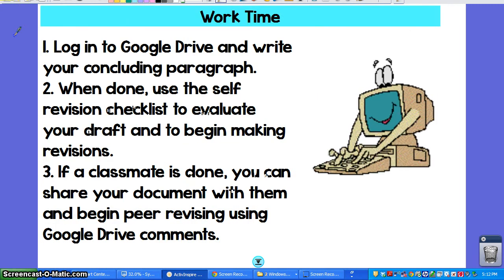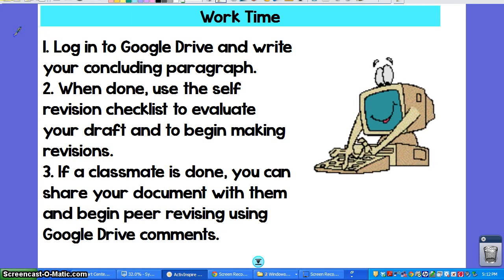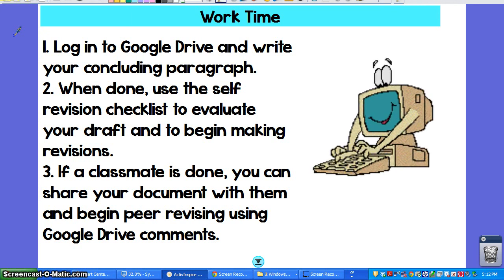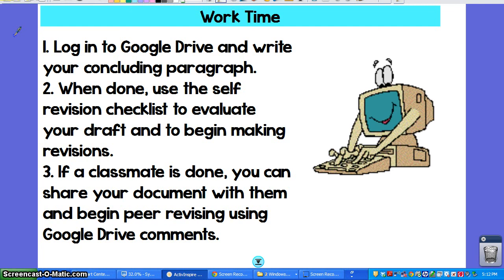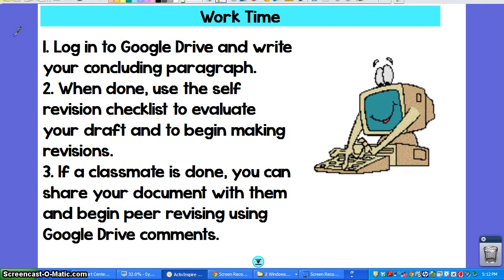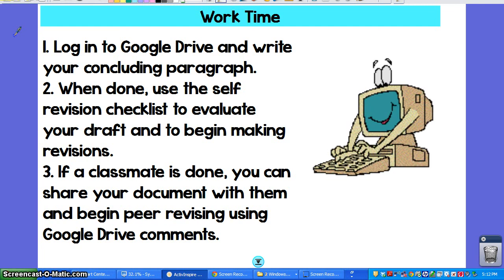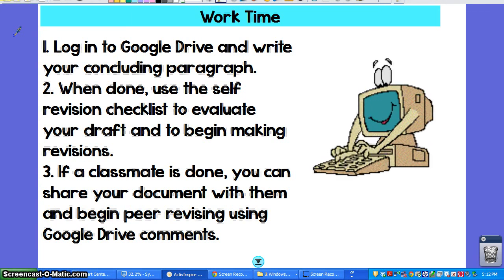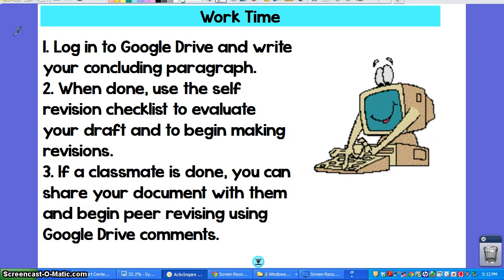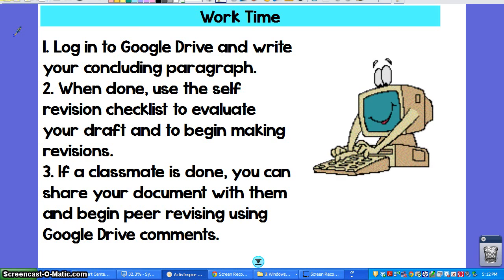Okay, so now it is time to take what you've learned about concluding paragraphs and apply them to your own writing. So first, you're going to log into Google Drive. You're going to write your concluding paragraph. When you are done, you're going to use the self-revision checklist to evaluate your draft and begin making revisions. And then if a classmate is also done, and it does not necessarily just have to be your elbow partner, it could be any classmate who is done at a similar time to you, you can share your document with them and begin peer revising using Google Drive documents.